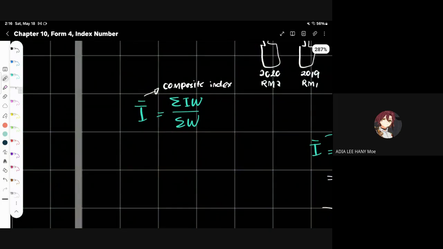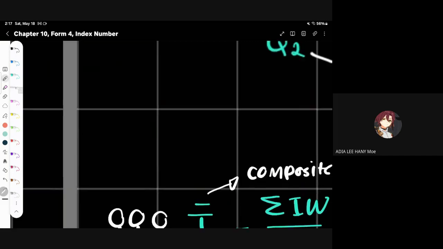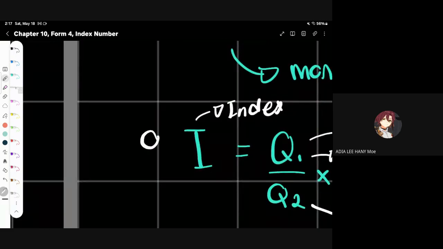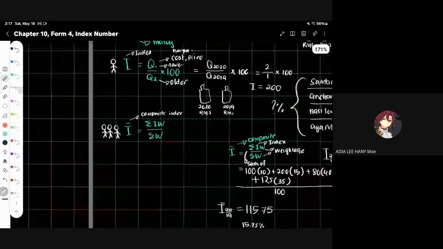Composite index, the key point here, is that it is a group. If I were to draw, it is a group of people. See here. And for a normal index, it is individual, so one segment. So far understand?